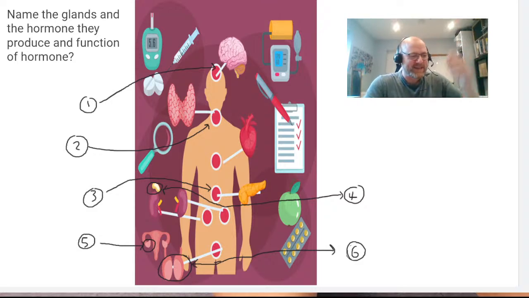Okay, 6 is the testes. Well done, Adam. What hormone is released by the testes? Anyone know what hormone in the testes? Testosterone. Awesome. What does testosterone do? It's got 2 jobs. It's actually got more than 2 jobs, but for GCSE, 2 jobs.